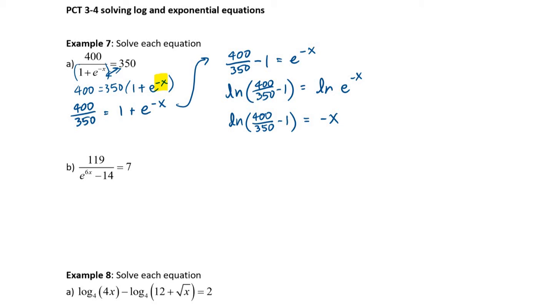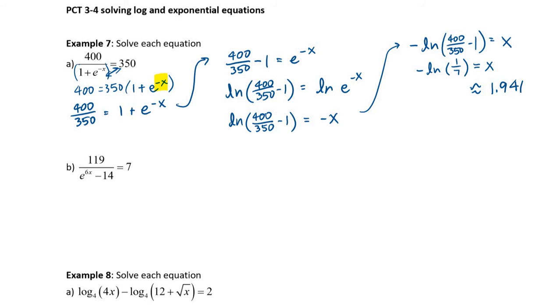And then I multiply by a negative 1 on both sides. So I have negative natural log of 400 over 350 minus 1 equals x. I would use my CAS to simplify this, so I have negative natural log of 1/7 equals x. That is my exact answer. And then I use my CAS again to simplify it to a rounded answer, and I get 1.946. And those are my two solutions.